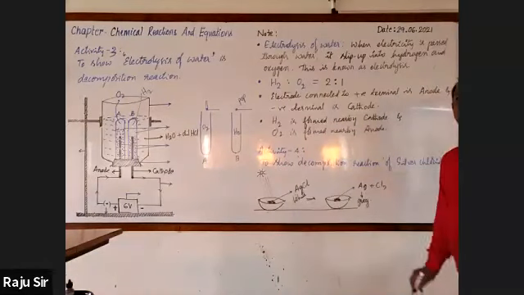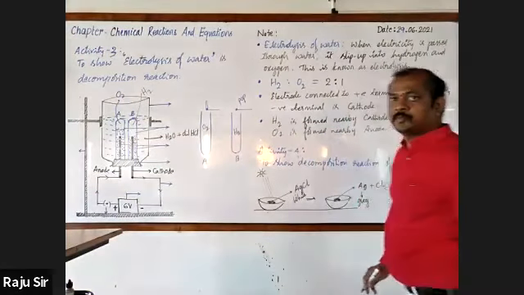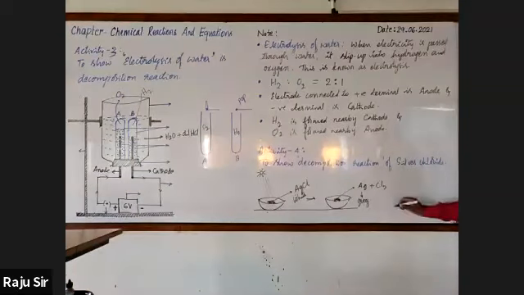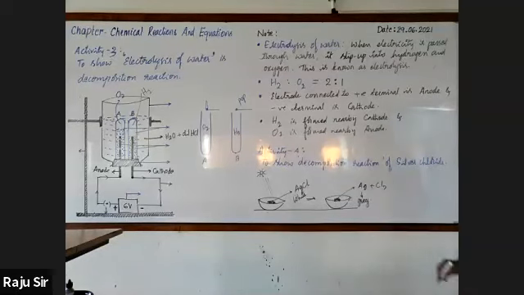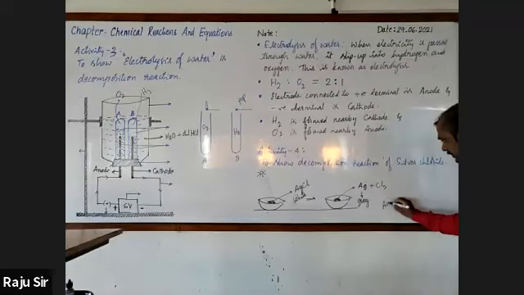Cl2. Over. Here I will write the chemical equation. Just below that figure, you may write this. AgCl.